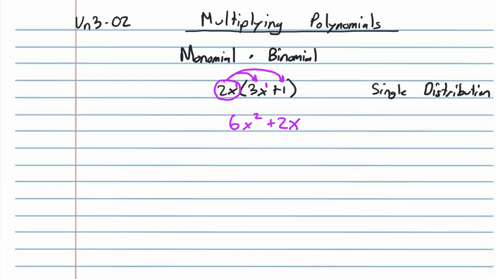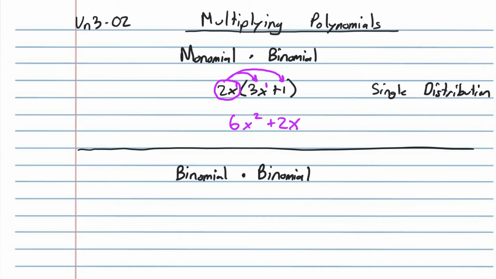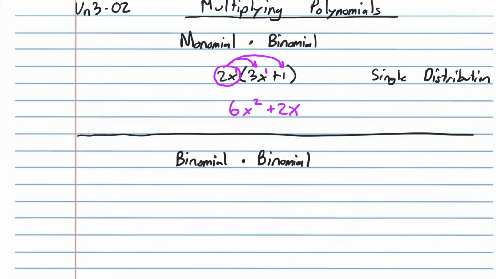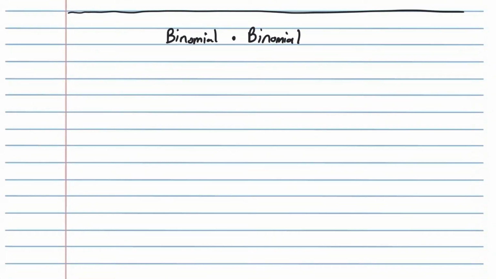Now what happens if we take that and we step it up one notch? What happens if we do a binomial times another binomial? So in other words, we're taking two things that each have two pieces, and we're multiplying those together. Let me scroll down a little bit. So something that would look like this: 3x plus 2 times 5x minus 3.